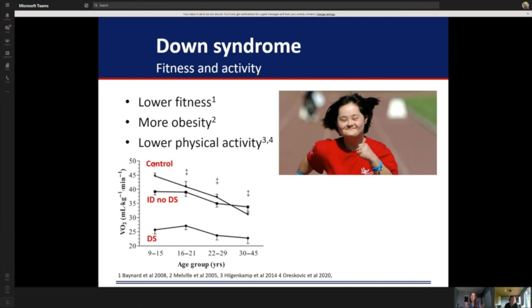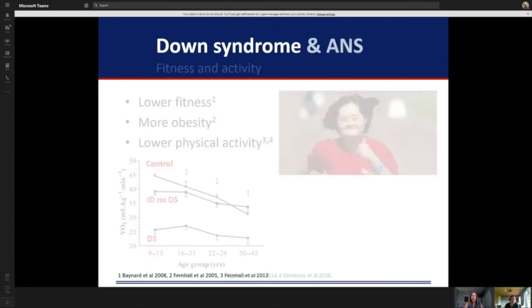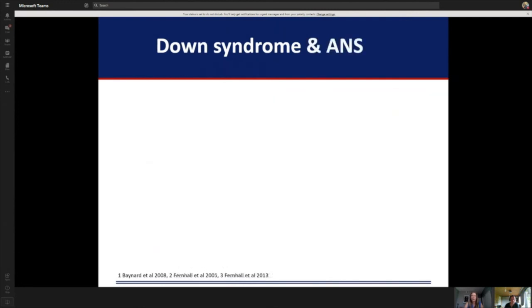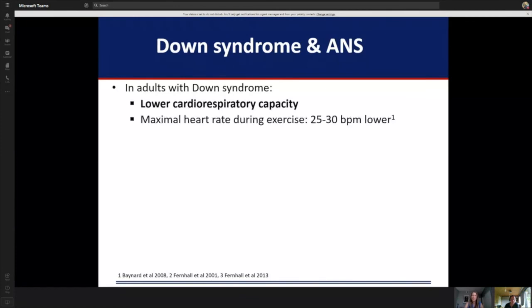So looking at that information that we know about the autonomic nervous system, that makes you wonder what is going on for Down syndrome. And that's not a question that we ask for the first time right now. That question has been asked earlier on, and there's been some research supporting what is going on. They have that lower cardiorespiratory capacity, but what they saw in research as well is that their maximal heart rate during exercise is about 25 to 30 beats per minute lower.